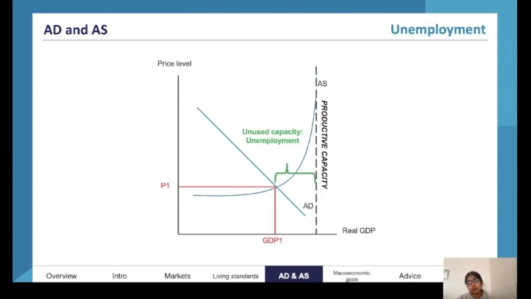Unemployment. So unemployment is all about spare capacity. So remember, aggregate supply, this vertical dotted line is our productive capacity, right? And until we get to our productive capacity, we are going to have spare capacity. So this unused capacity that we have is our unemployment.